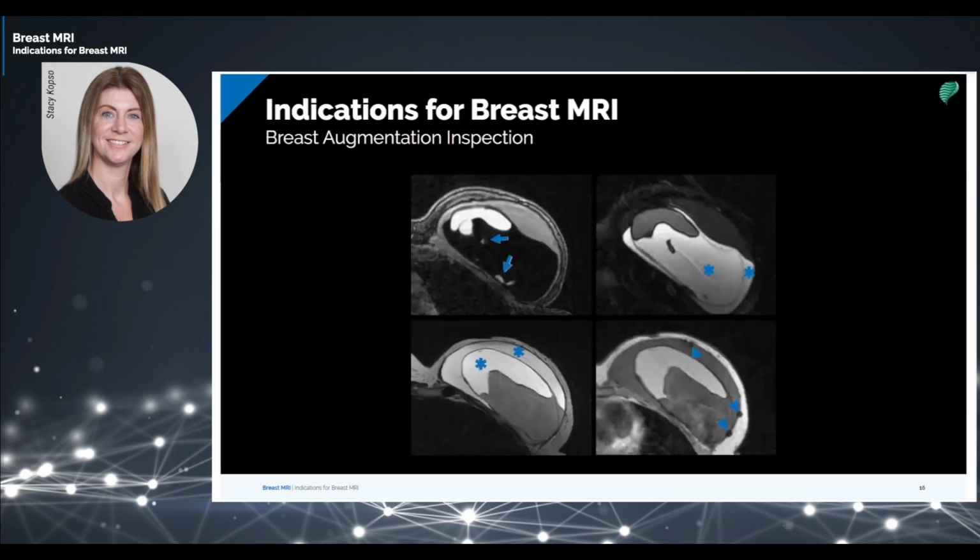More importantly, MRI is essential in cases where patients have undergone implant reconstruction following a lumpectomy or mastectomy. These patients may benefit from MRI screening for reoccurrence or residual extension of breast cancer as well.